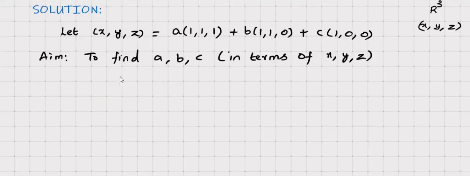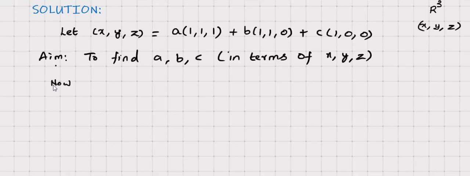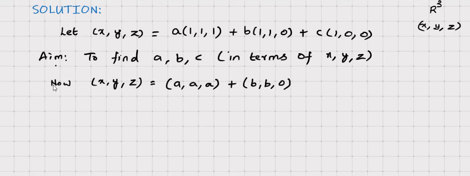See, now I am multiplying this a and b and c inside. So check what happens. Now (x, y, z) equals, I am multiplying a here, so (a, a, a) plus, if I am multiplying b inside, it will be (b, b, 0), and I am multiplying c there, so it will be (c, 0, 0). Okay. So now I am adding the respective components.